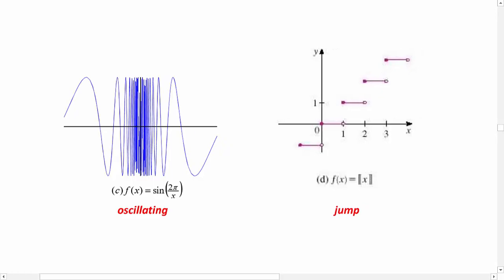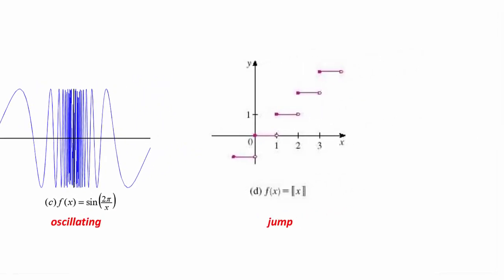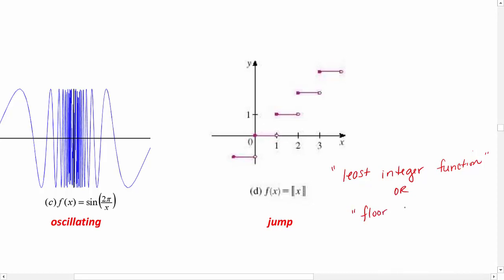You may or may not have seen this function before. We don't discuss it in college algebra. This is called the least integer function. Sometimes it's called the floor function. Least integer function is the more technical name. And with this function, what's happening is you're always rounding down to the least integer.